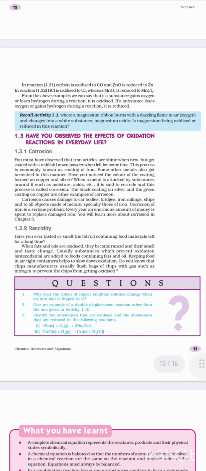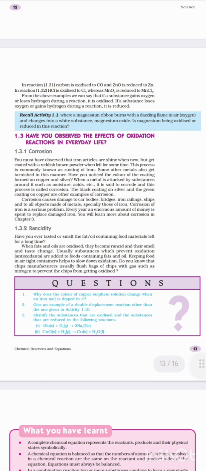What is corrosion? Corrosion is a term given mostly for iron articles. You must have observed that iron articles are shiny when new but get coated with a reddish brown powder when left for some time. So what happens here? The iron reacts with oxygen and forms a reddish brown powder, called rusting of iron. The scientific name for this rusting of iron is corrosion. Some metals also get tarnished in this manner. Have you noticed the color of the coating formed on copper and silver?